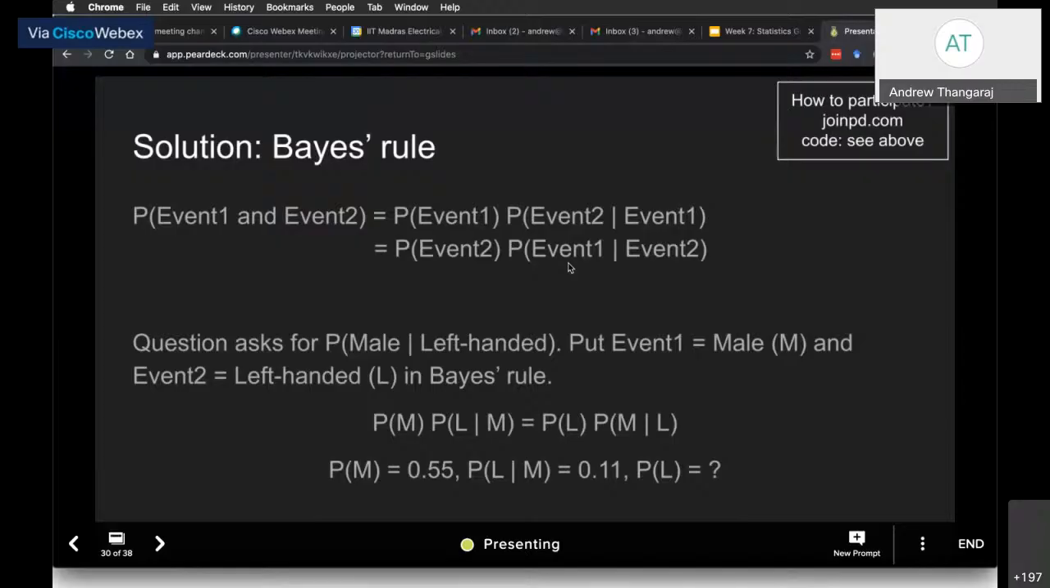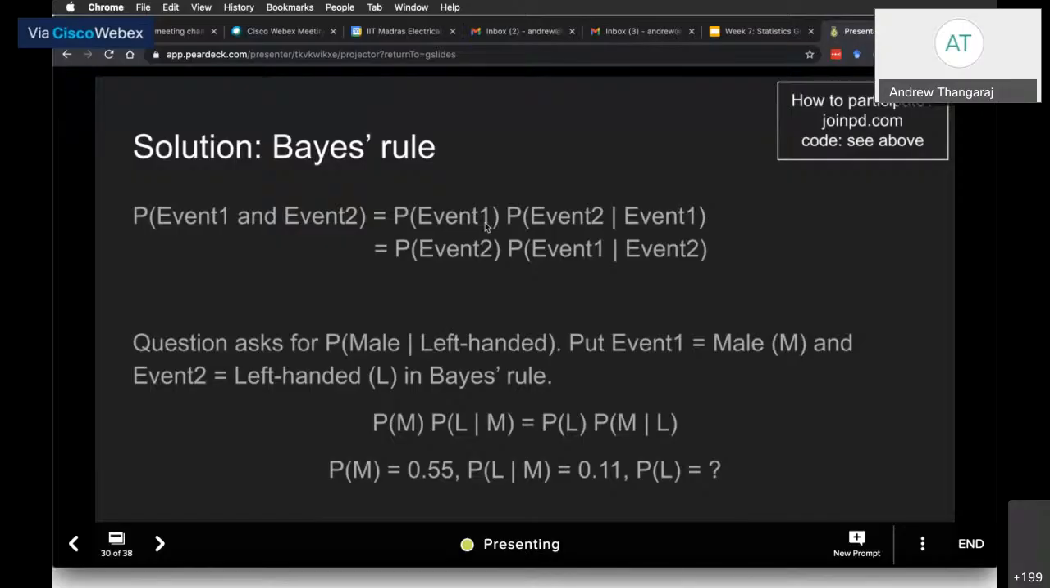The equality of these two things on the right side is called Bayes' rule. It's a very simple rule, and you can use it very effectively in problems like this. So the question is asking for the conditional probability of the person picked being male, given that they are left-handed. So this is what is being asked.